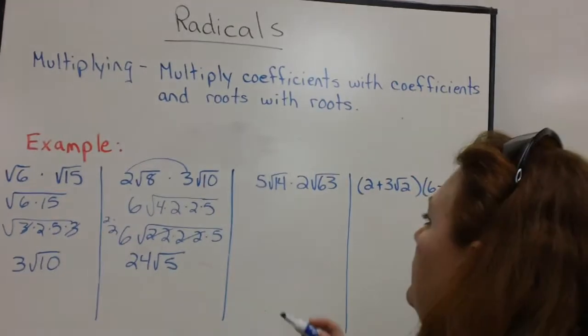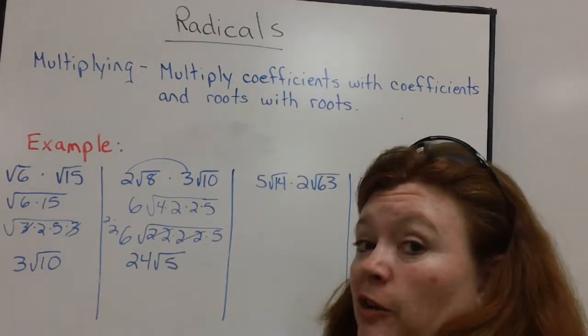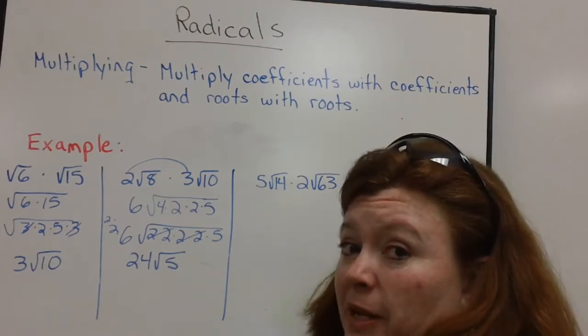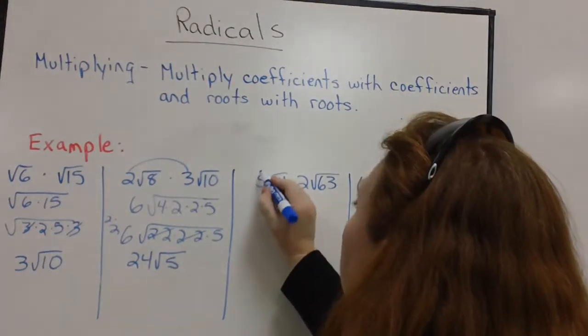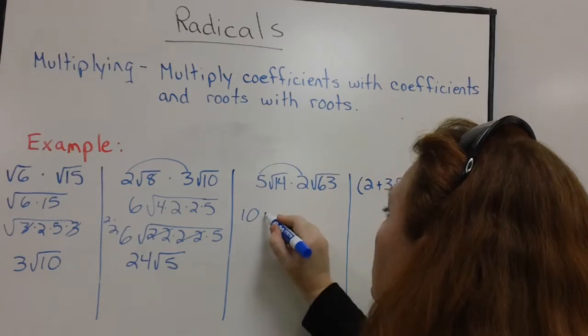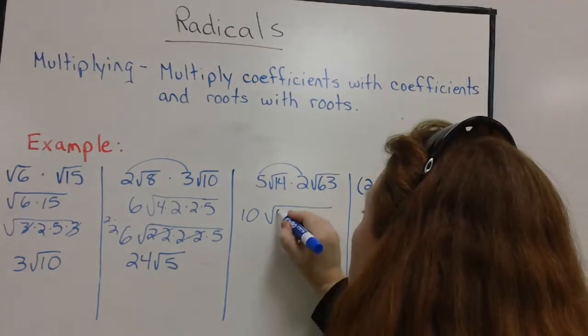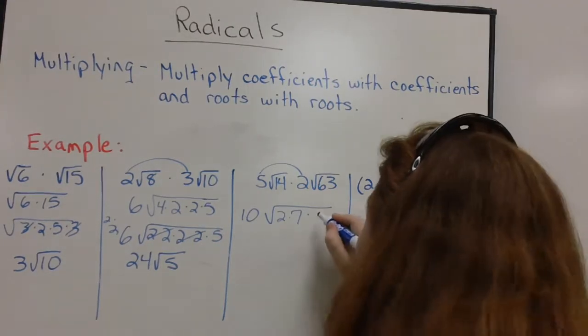Now, this is a fun one. Because yes, 8 times 10 is 80, and I could have broken that down. I have no clue what 14 times 63 is, and I really don't think I want to know. So I am going to multiply the 5 times the 2 and get a 10 on the outside. And then the 14 is just 2 times 7, and 63 is 9 times 8.